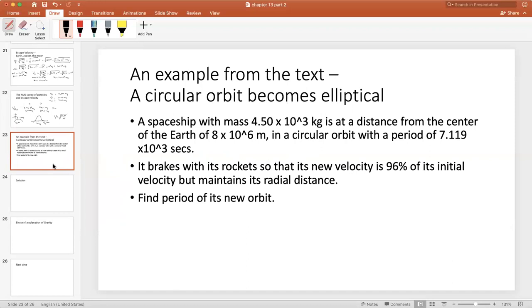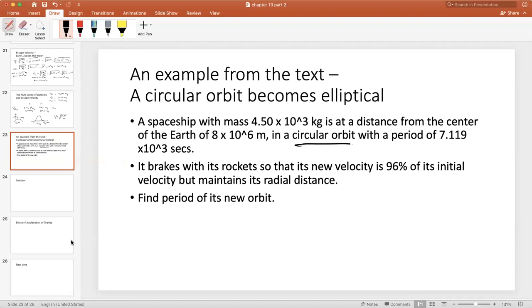So imagine you have a spaceship with a mass of 4.5 times 10 to the 3 kilograms, and it's at a distance from the center of the Earth of 8 times 10 to the 6 meters. It's in a circular orbit, and the period is 7.119 times 10 to the 3rd seconds. Now, at that point, it's got some energy. We're going to figure that out.